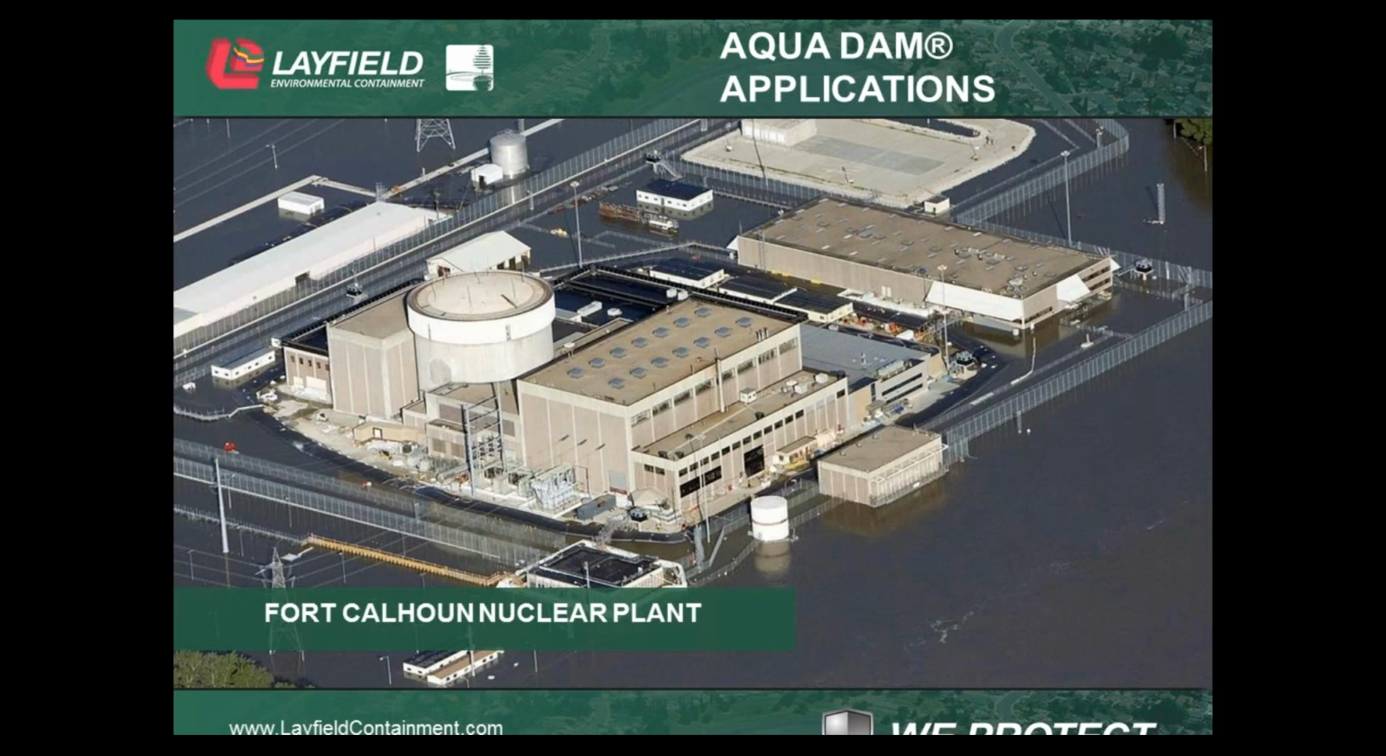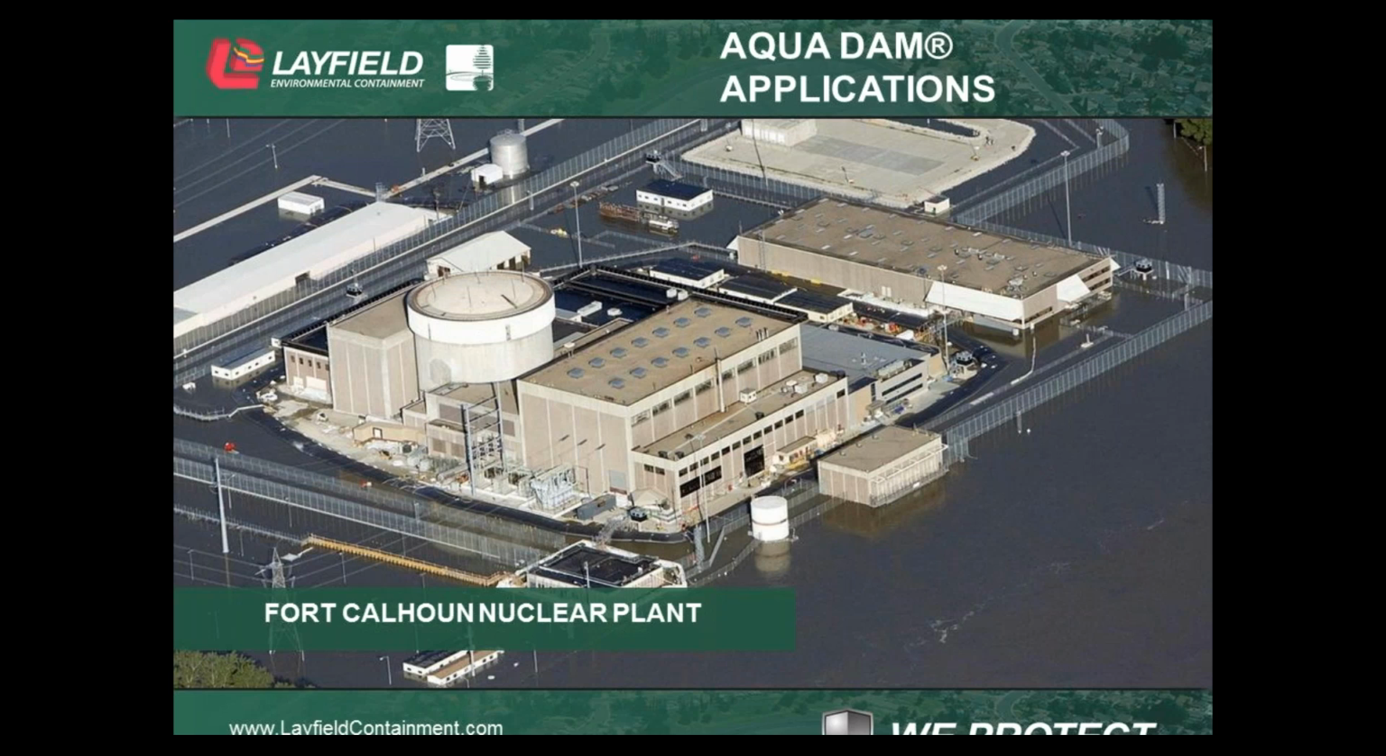So in this scenario, we've got an aqua dam around the Fort Calhoun nuclear plant. This was back in 2014, I believe. Fort Calhoun has since been decommissioned. However, at the time of this picture, we did a lot of protection. You can see 3 areas that are protected. On the far left, the white building is protected. At the top of the slide, we've got a building that's protected, and then the main nuclear power plant is protected by an aqua dam too.